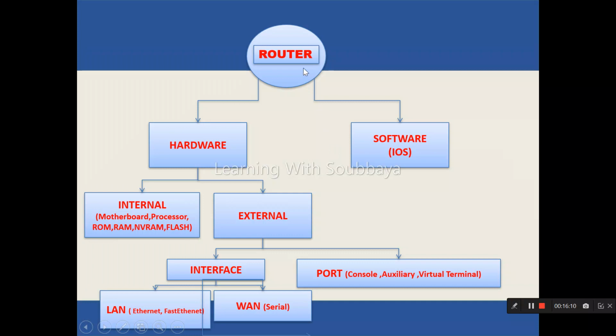So you can see, simplified here, router components have been classified into hardware component and software component. Hardware is again classified into internal component and external component. Right now we studied about external components. External components are again classified into interfaces and ports. In interfaces we have LAN interface and WAN interface. LAN interface has two types available, AUI as well as fast Ethernet. AUI is also called the Ethernet interface. It supports 10 Mbps, but when it comes to fast Ethernet, it supports 100 Mbps.